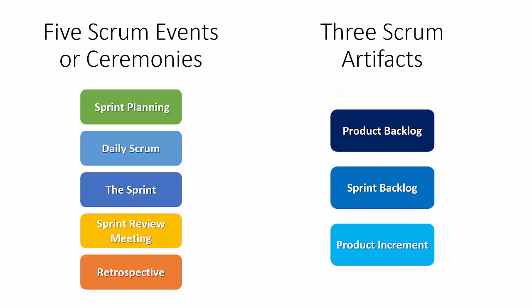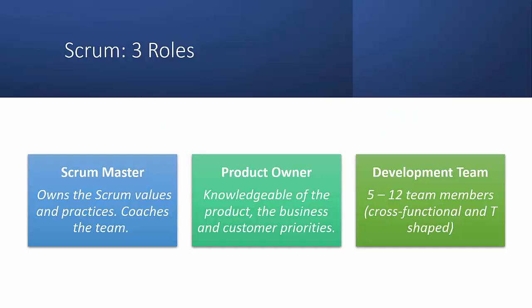So summarizing, 5 ceremonies, 3 artifacts. The 5 ceremonies are the sprint planning meeting, the daily scrum, the sprint itself, the review meeting, and the retrospective, while the artifacts are the product backlog, sprint backlog, product increment. In addition to the 3 roles that we said, the Scrum Master, the product owner, and the development team. So remember these different key elements of Scrum: the 5 ceremonies, 3 artifacts, and the 3 roles.